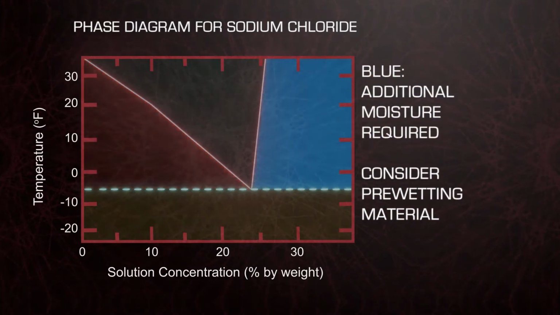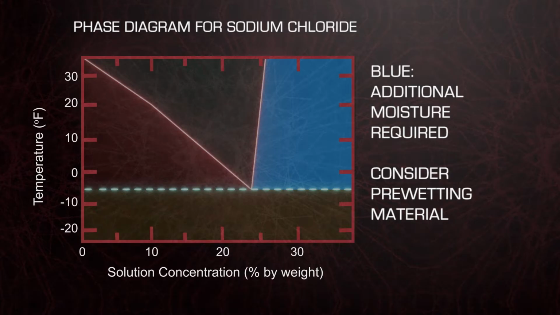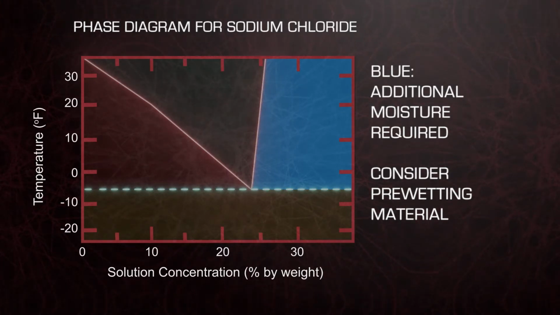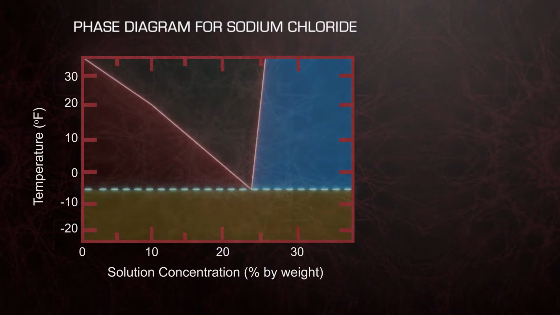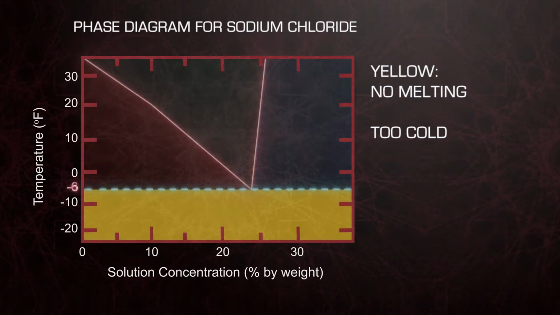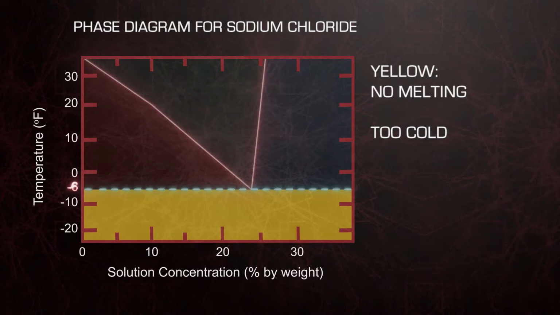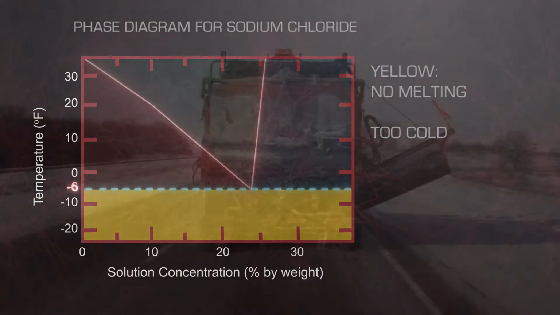If the combination of the concentration of solution and temperature falls into the blue area, the mixture you apply will have little to no effect until more moisture is present to dilute the concentration. The yellow area shows that with temperatures below -6 degrees, melting will not take place at all. Salt will remain on top of the ice until the pavement temperature warms.